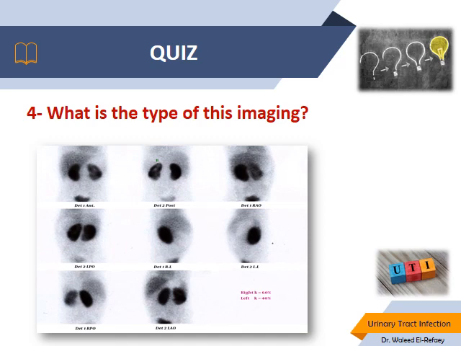And what is the type of imaging technique that we talked about in chronic pyelonephritis, which gives us the split renal function or a specific renal function of each kidney? Yes, it's called technetium renogram or technetium renal scan.